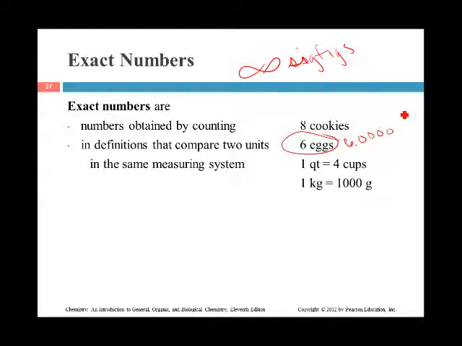That's why it's called infinite. Another example of infinite is definitions. For instance, no matter what, there will always be 4 cups in a quart. There will always be 1,000 grams in a kilogram. Those are definitions. Anytime you have a conversion factor or a definition, those have infinite sig figs, so you don't consider those when you do the calculations.